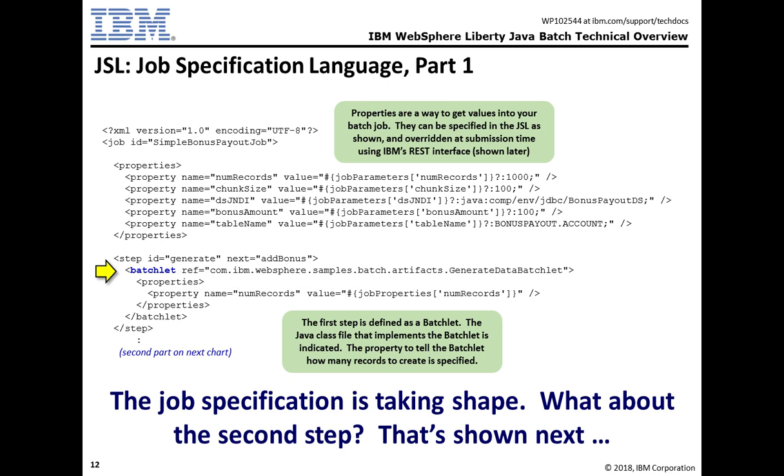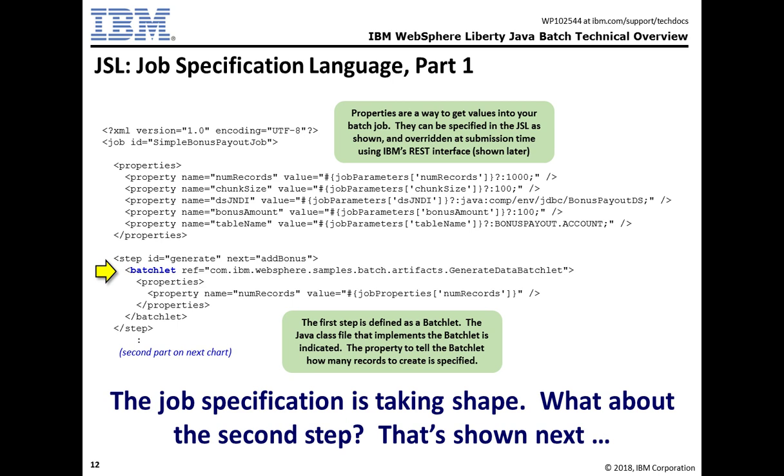So here's a bit of sample JSL. Hopefully this is big enough on your screen you can see it. And up there at the top, below the standard XML thing, we see we've got a job element that starts our job. And the ID next to it, simple bonus payout job, is the name of the job. So this would be equivalent to the job name on your job card in JCL, except of course that it's more than 8 characters long and mixed case. So we're modernizing everything.